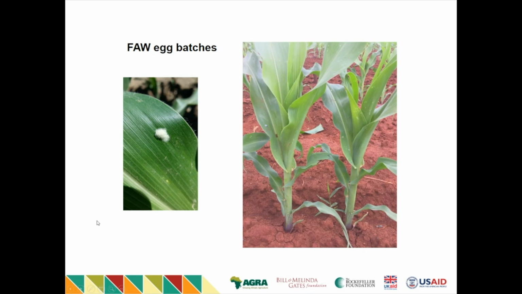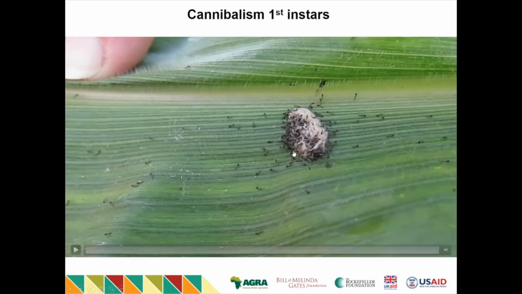So those are the egg batches, and when the eggs hatch, we see hundreds of larvae migrating on the plant. And this very short video will explain to you how they migrate, and we are suddenly, I think, in a state of shock when we see these hundreds of larvae moving, but they are cannibalistic, and you will see some larvae in the video eating each other already at this stage when they're only a few minutes old. So this video shows that very clearly.